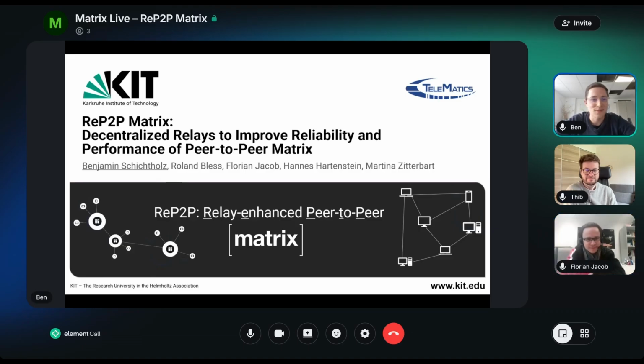So I'm going to be talking about ReP2P Matrix today, which stands for Relay Enhanced P2P Matrix. We published a workshop paper about this at the CoNEXT Workshop for Decentralization of the Internet. And the subtitle of the paper is Decentralized Relays to Improve Reliability and Performance of P2P Matrix.